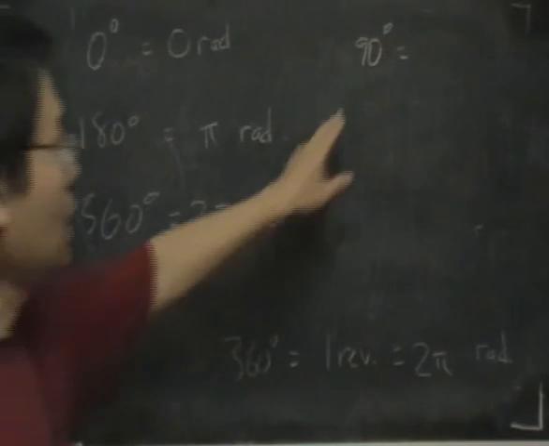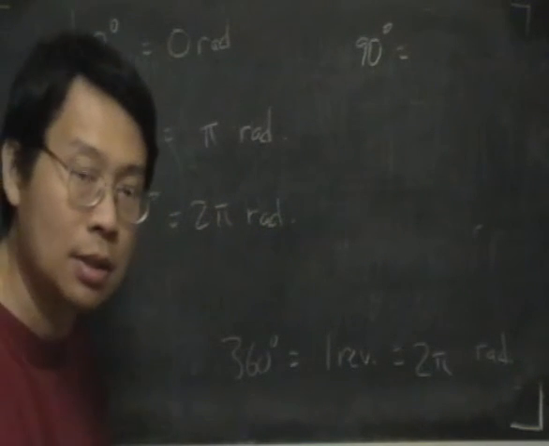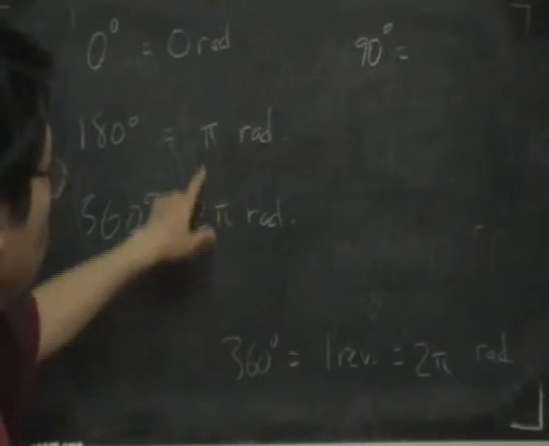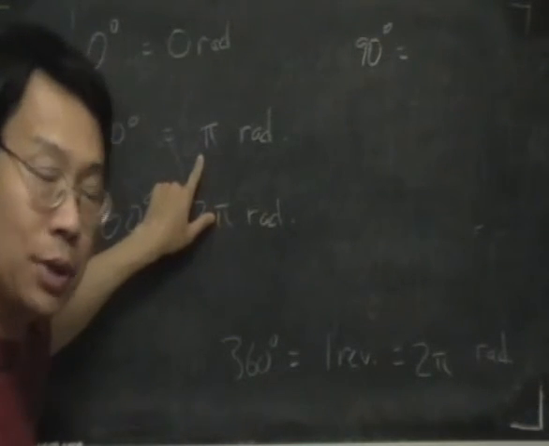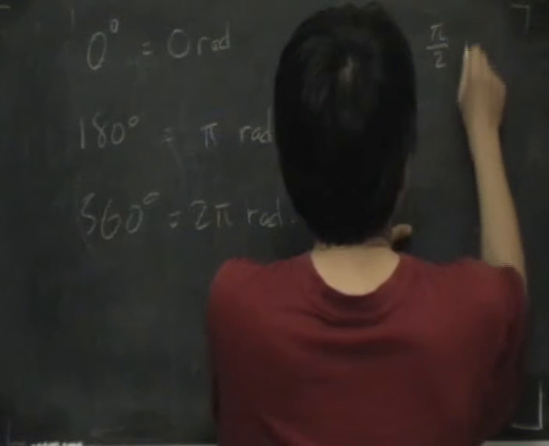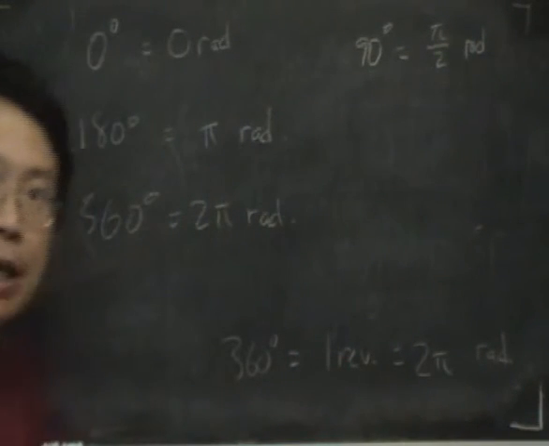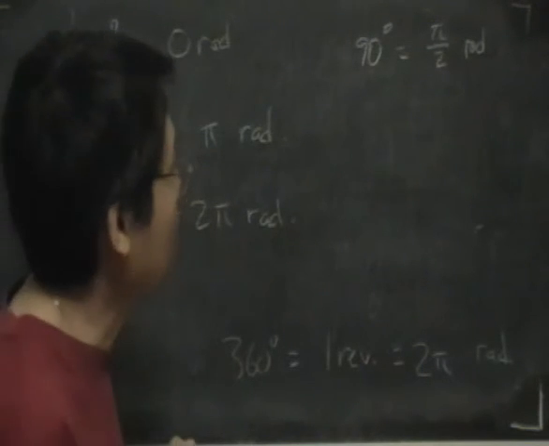Alright, so 90 is half of 180. Therefore, it's also half of pi radians. So 90 degrees is pi over 2 radians. Okay, so that's yet another example.